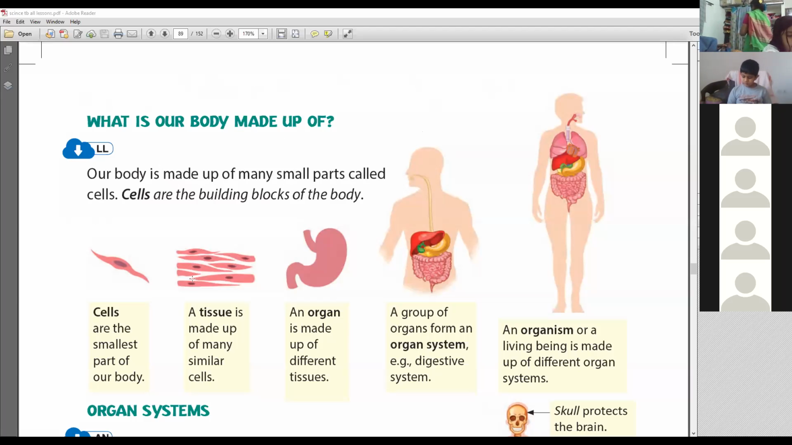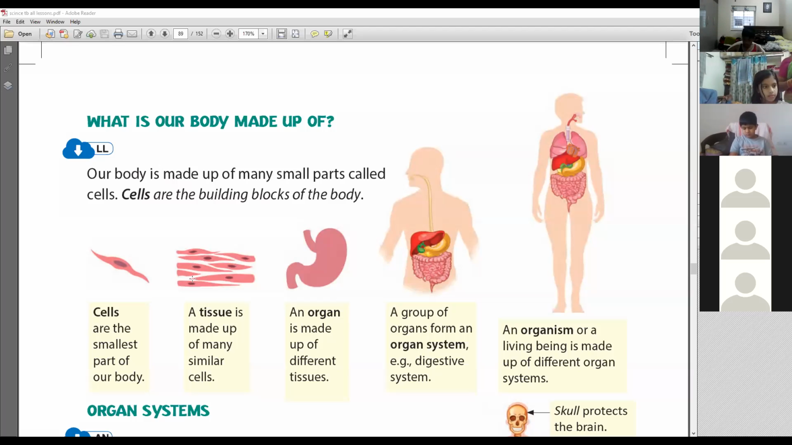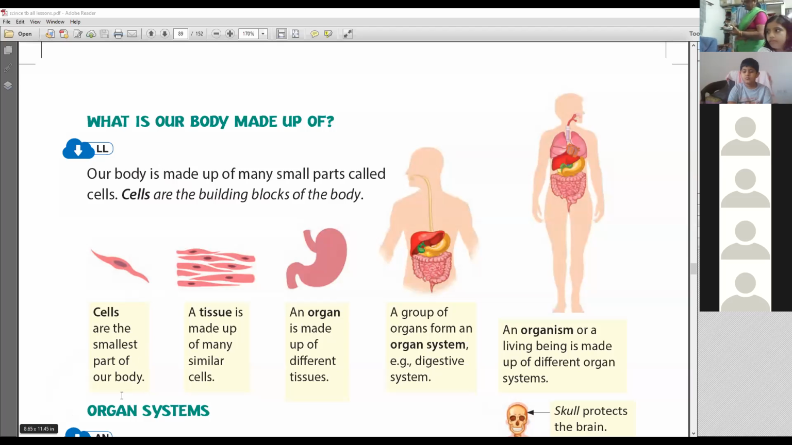So just like bricks are the building blocks of a building. Okay, bricks or cement blocks. With that, we construct the wall. We make a building, right? Similarly, cells are the building blocks. That means cells make up our body. Cells are the smallest part of our body. The smallest part which you can imagine inside our body is a cell. A tissue is made up of many similar cells. This is the cell, and many cells together form a tissue. The first smallest is cell. Next, slightly bigger than cell is tissue, which is a collection of cells.